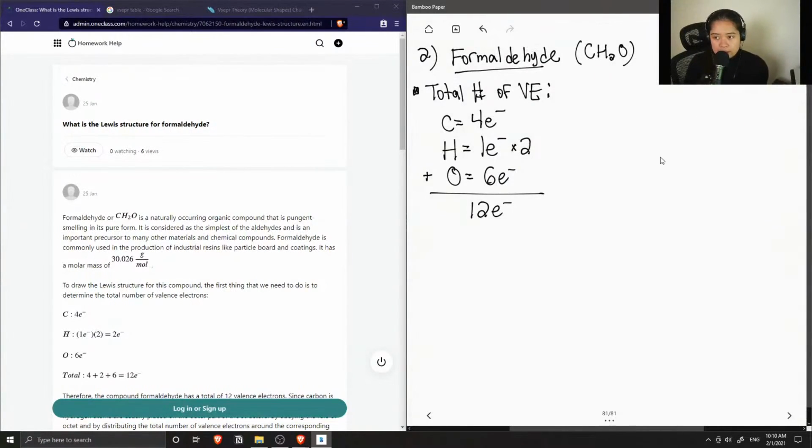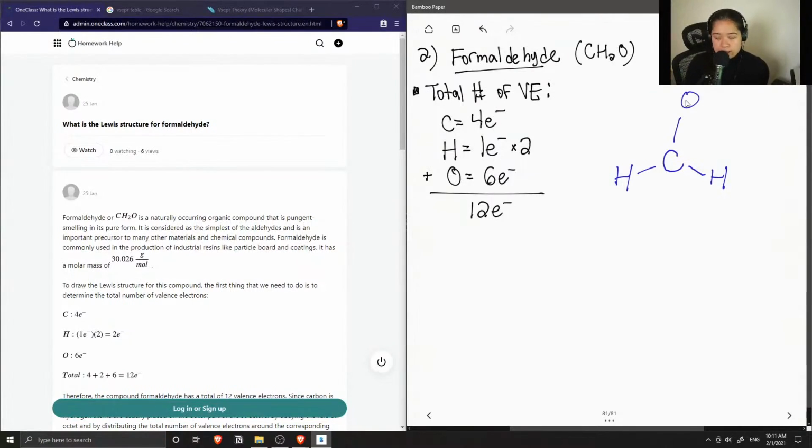So already we can guess that our carbon will be our central atom. In this case, it's not the least electronegative, since hydrogen is, but because it's able to form multiple bonds, and it's also less electronegative than our oxygen, then we can assume that our carbon will be our central atom. So carbon will be single bonded to our 2 hydrogens, and I'll also draw a single bond to our oxygen.